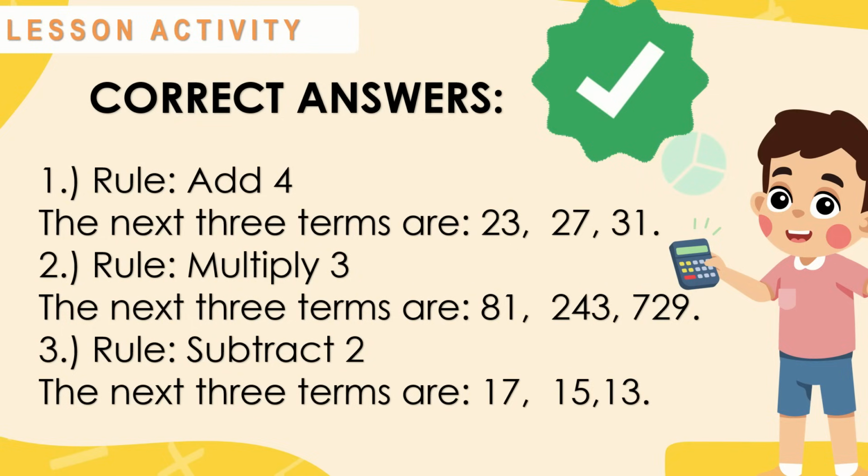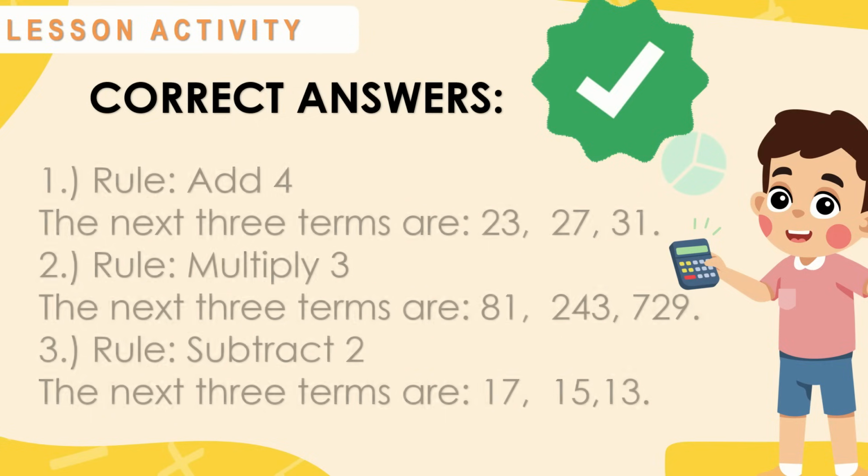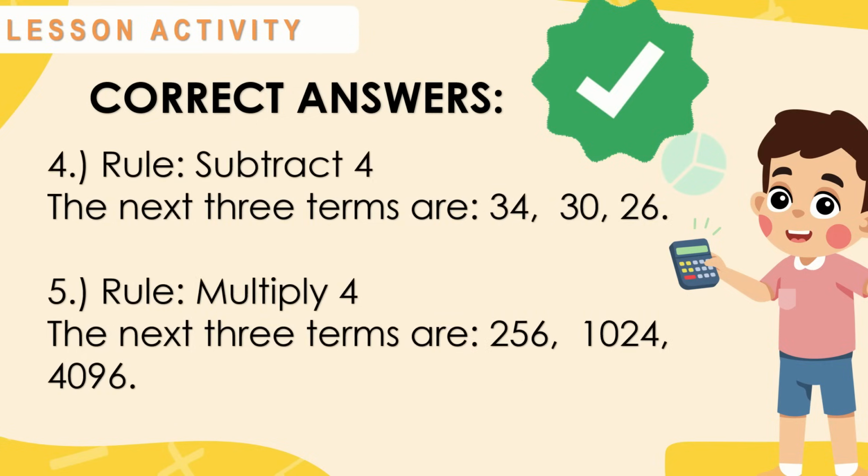For number 3, rule, subtract 2. The next three terms are 17, 15, 13. Number 4, rule, subtract 4. The next three terms are 34, 30, 26. Number 5, rule, multiply by 4. The next three terms are 256, 1024, and 4096.